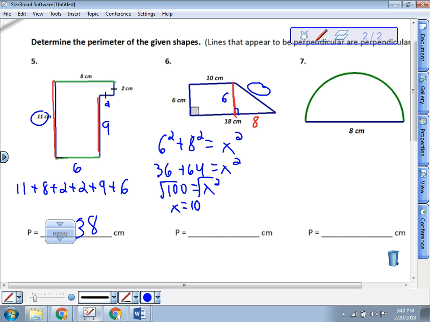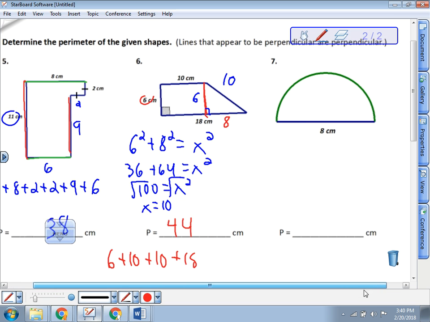Now I'm not done. That just means that this value right here is 10. To find the final answer, we add up all the sides. I'll start with the 6. So 6 plus 10 plus 10 plus 18, and let's call this whole side 18. That's going to be our final answer. So 10 and 10 is 20, plus 18 is 38, plus 6 gives us 44.